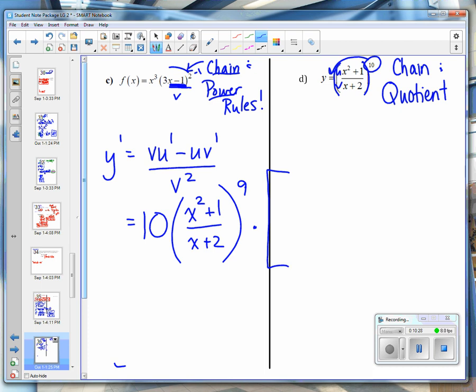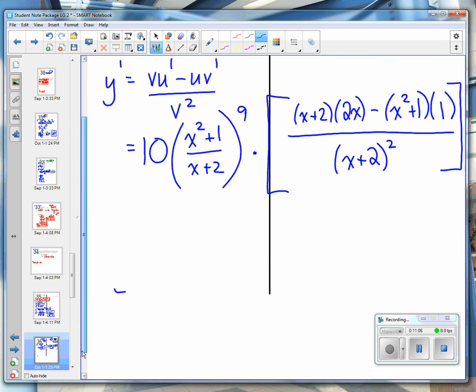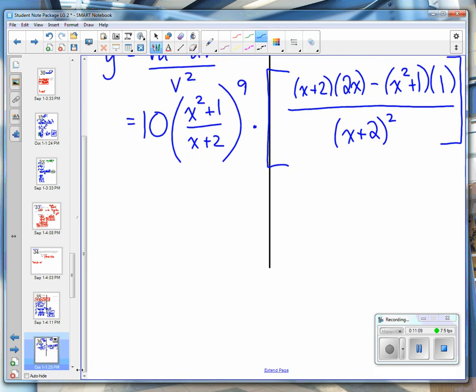The derivative of the inside is v, which is x plus 2, times my derivative of u, so that's going to be 2x. Now we're going to minus, and remember I keep reminding you guys with that minus, just be careful, x squared plus 1 times the derivative of my denominator, which is nice, it's just 1, all divided by x plus 2 squared. And that's the derivative of the inside, because remember, outside in, outside in. I should say it more, and then maybe I'll remember it too. All right. Now let's keep going.